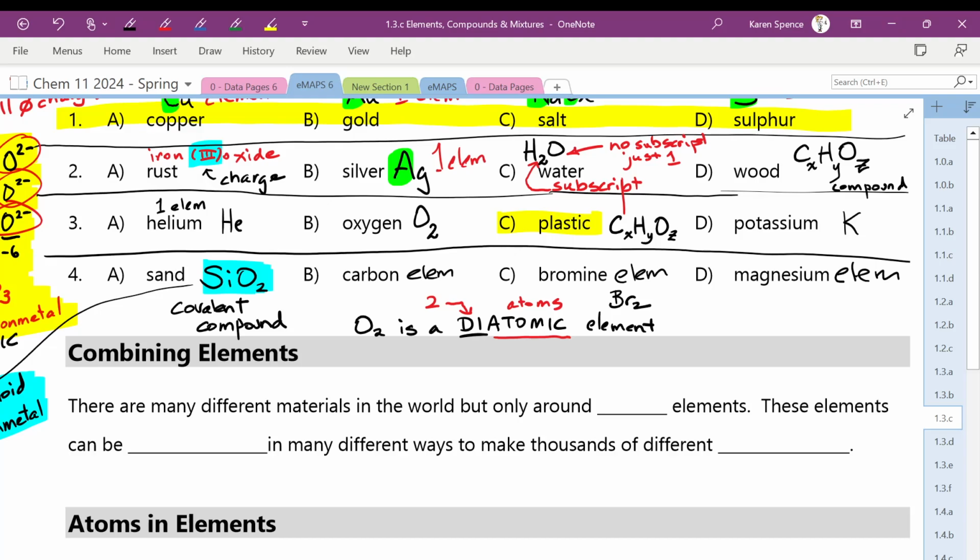Fast, keep up. There are many different materials in the world, but only around 100 elements. These elements can be combined in many different ways to make thousands of different compounds.